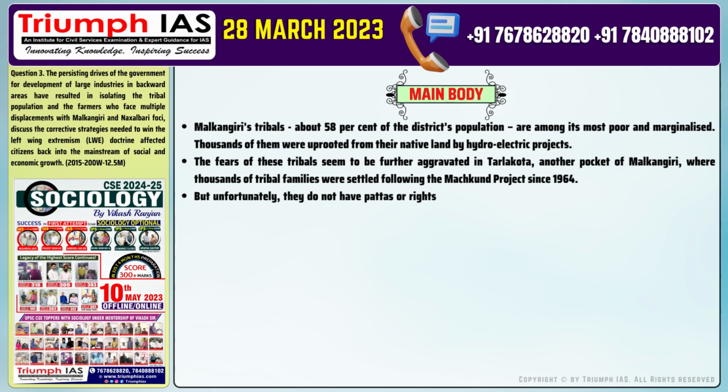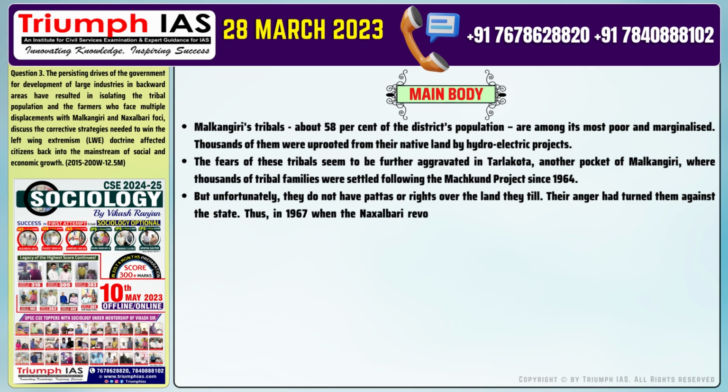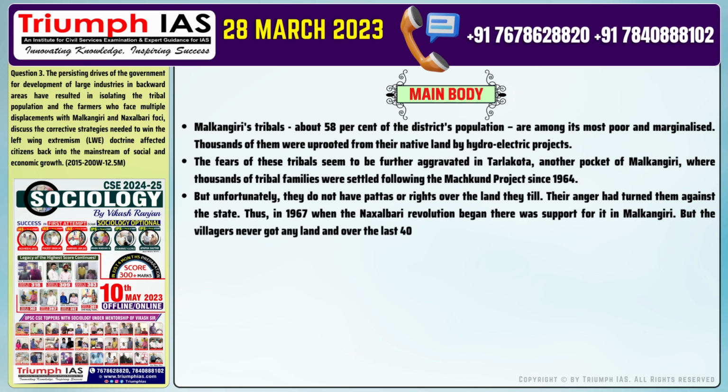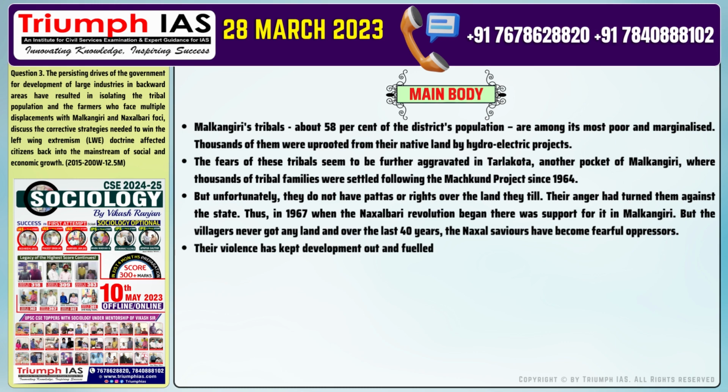But unfortunately, they do not have pattas or rights over the land they till. Their anger had turned them against the state. Thus, in 1967, when the Naxalbari revolution began, there was support for it in Malkangiri. But the villagers never got any land, and over the last 40 years, the Naxal saviors have become fearful oppressors. Their violence has kept development out and fueled greater poverty.